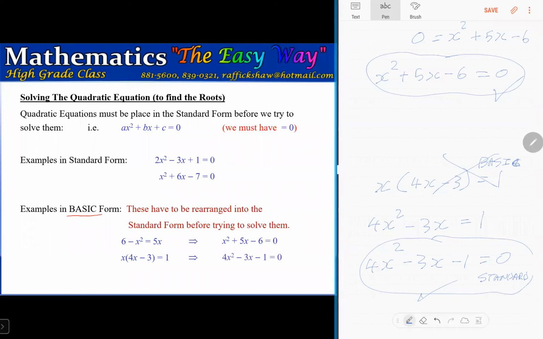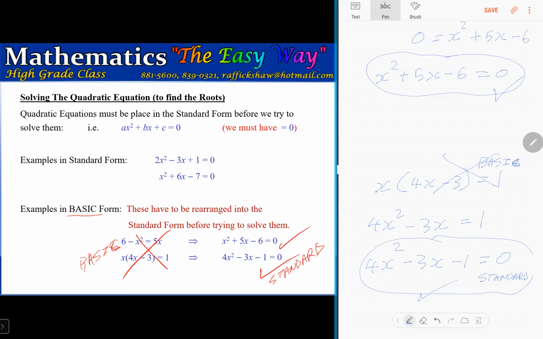4x squared minus 3x minus 1. And so we'll throw away these and solve these. Solve standard. These are basic. Don't solve basic. We solve standard. Always standard. So you have to put it in the standard form first, because the rules and the methods that we use to solve quadratic equations are based on the equations first being in the standard form.